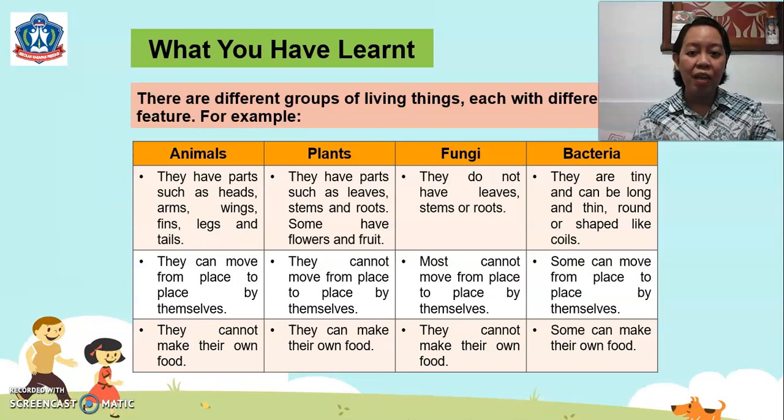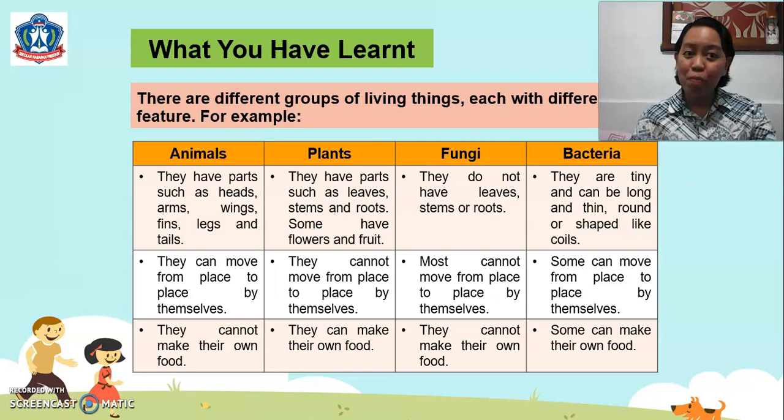So below is a table where there are different groups of living things, each with different features. Let's start with animals. They have parts such as heads, arms, wings, fins, legs, and tails. Plants have parts such as leaves, stems, and roots. Some have flowers and fruit, while fungi do not have leaves, stems, or roots. But bacteria are tiny and can be long and thin, round, or shaped like coils.